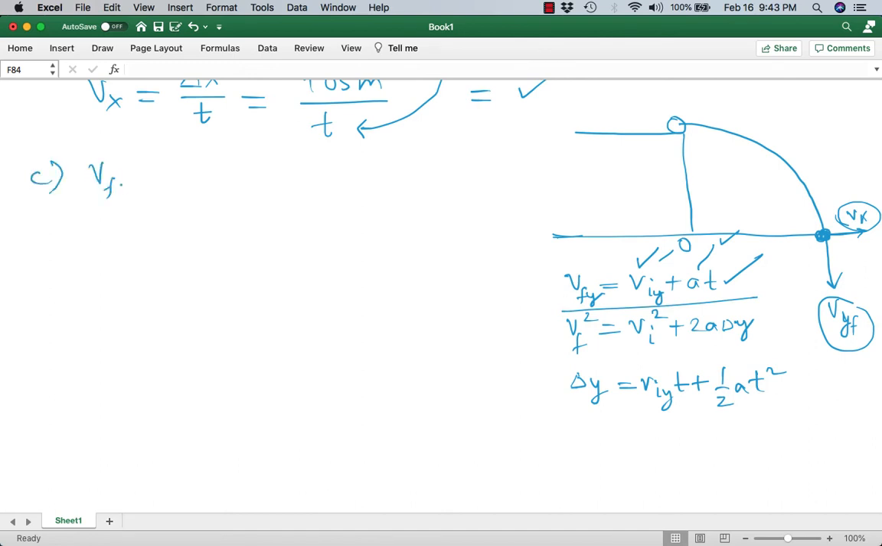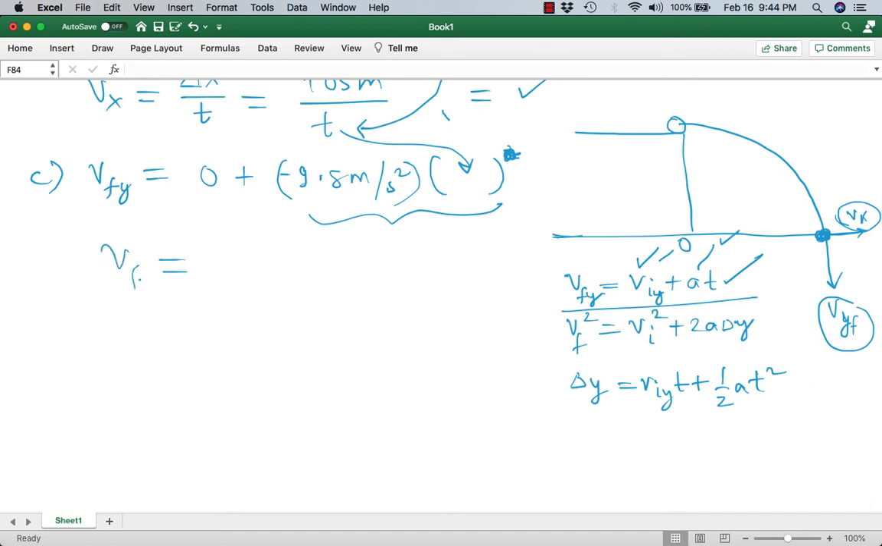So V final Y is 0 plus acceleration, which is negative 9.8 meters per second squared, times time, which is the same time that you used here. And that's not squared, sorry, there's no square. So you multiply these two numbers, that gives you V final Y. The answer will be negative because there's a negative sign here, and that negative sign implies that the velocity is pointing down, or the ball is moving down.